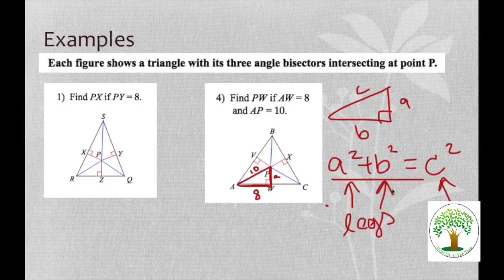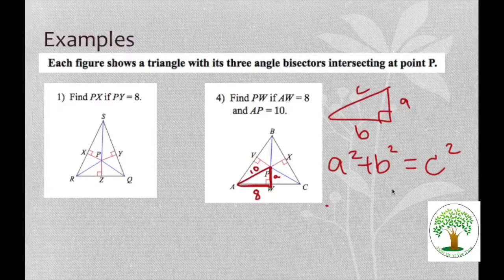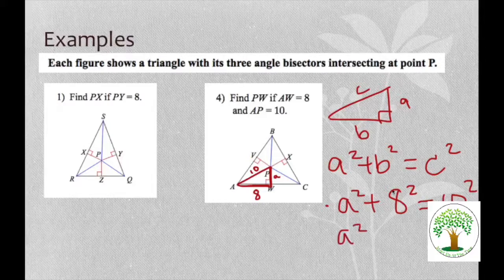I'm going to back up a little and take some of these things off. All right, we're going to plug in. I'm looking for A, so I'm going to write A squared. B is the other leg, which is 8, so 8 squared. And the hypotenuse, which is the longest side, is 10, so 10 squared. What does squared mean? Times itself. Very good. So I'm going to have A squared plus 64 equals 10 squared, which is 100.